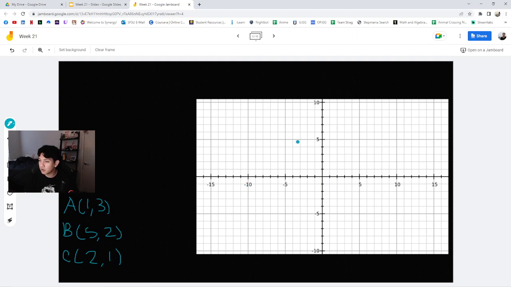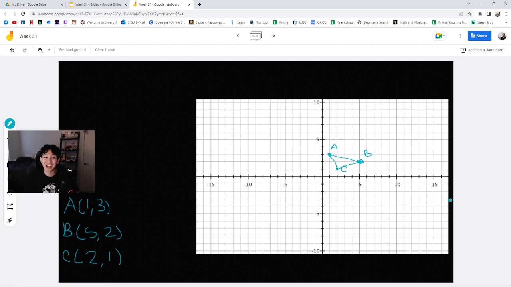So our first step here would be to plot the points and to draw the triangle. That's important, right? So (1, 3) is located right over here. This is where A is. B is located at (5, 2), right over here. And then C is located at (2, 1), right over here. And if we connect all of these points, we have a really gross, but still kind of triangle, okay?